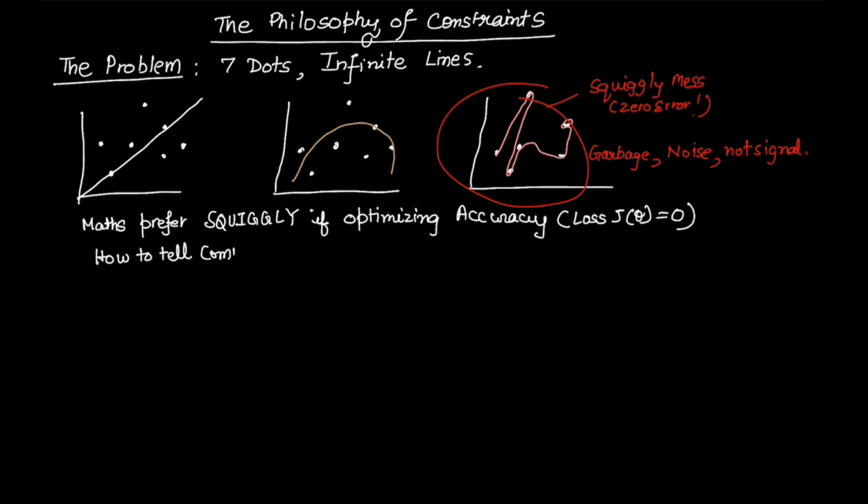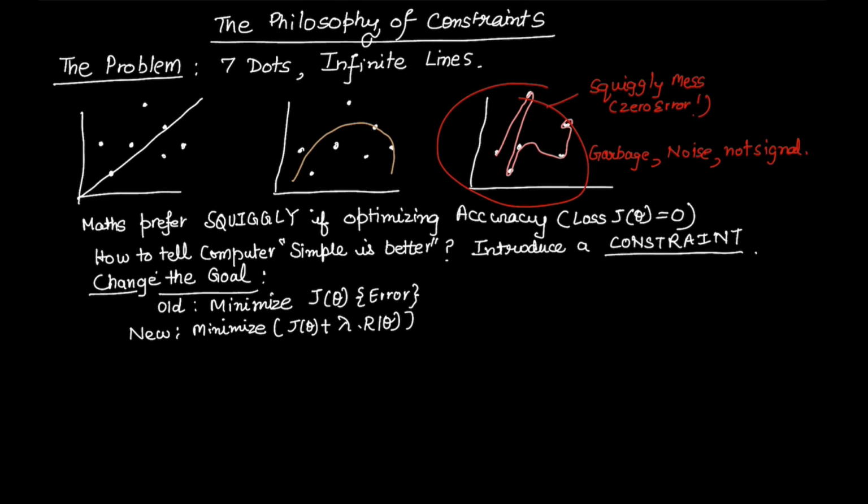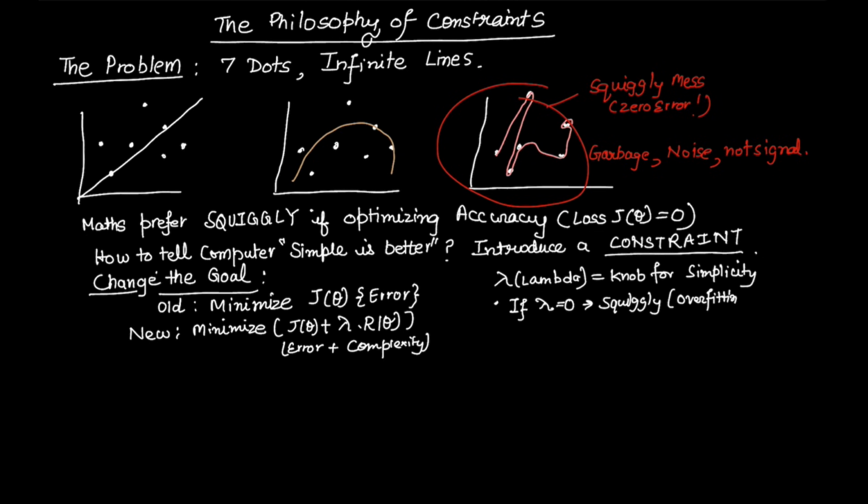So how do we tell a computer, which only understands numbers, that simple is better? We have to introduce a constraint. We need to change the goal of the model. Instead of just minimizing the error, we update the equation to minimize J(theta) plus lambda R(theta), or in other words, minimize the error plus the complexity. This extra term, R(theta), is our regularization term, and lambda is the knob we turn to decide how much we care about simplicity. If lambda is 0, we get the squiggly line, and we are overfitting. If lambda is huge, we get a flat horizontal line and we are underfitting. We are looking for the Goldilocks zone.